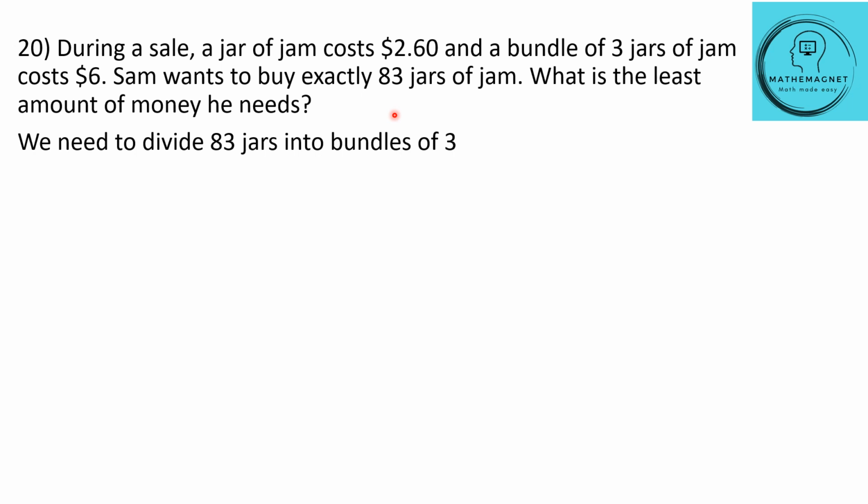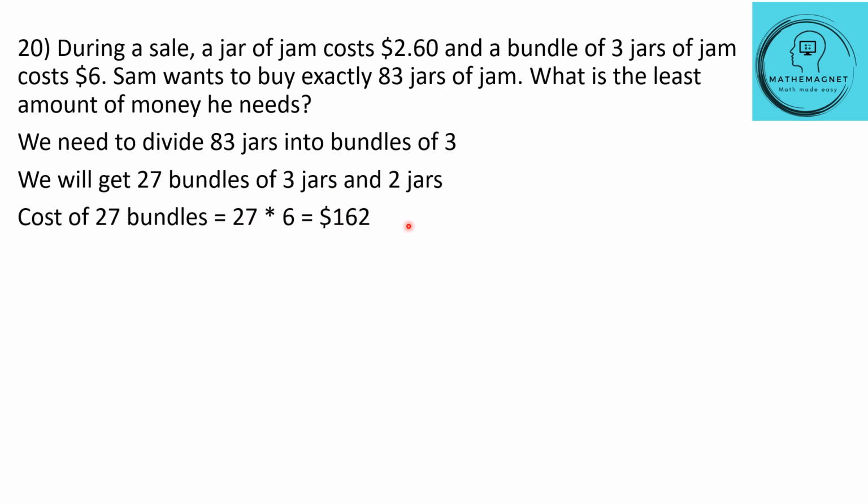That will give you how many bundles of 3 jars he can buy. When you divide 83 by 3, you will get 27. So that becomes 27 bundles you can buy. With 27 bundles, it will come only to 81 jars, right? And now there are two more jars to make it 83, that he will buy as individual jars. So it is 27 bundles of 3 jars and 2 jars.